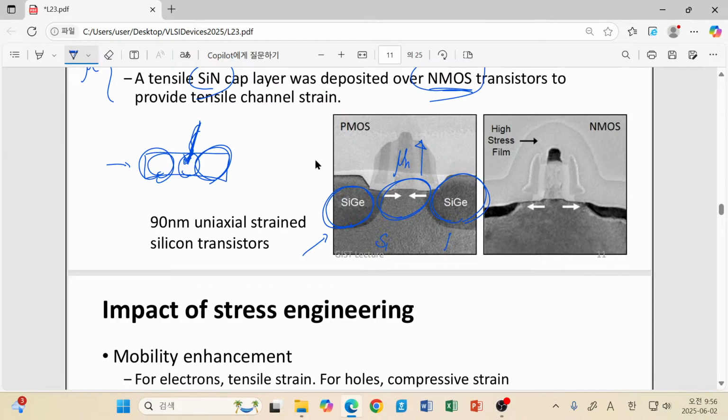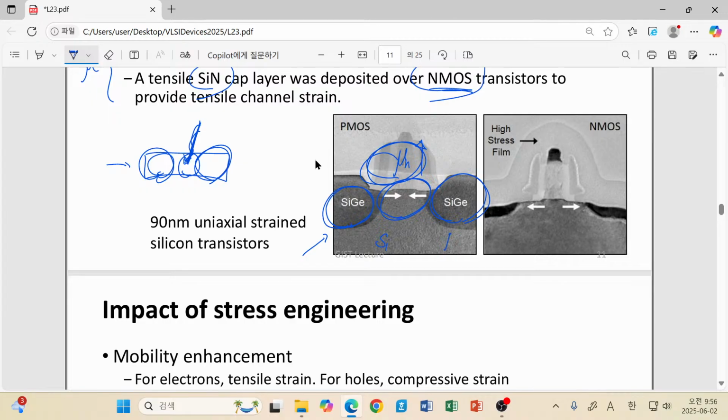This is really important, because even nowadays, in our new technology, there can be many different options, but we follow certain specific technology, because in order to improve hole mobility, we need silicon germanium source drain. So that's the reason why we have to have a certain technological option.